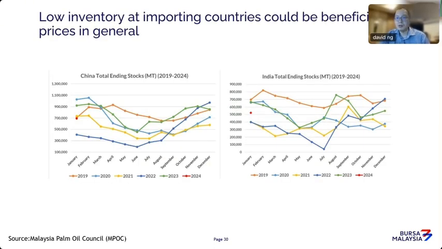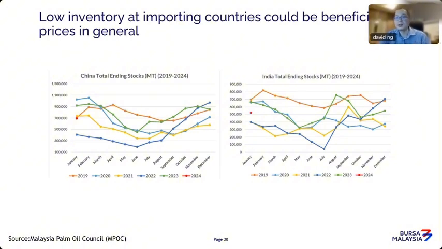I'm not going to go too much into the demand dynamics, but basically China and India are the two major importers of Malaysian palm oil. So if the inventories are high at the port, that tells you they won't demand much. That's how we relate. If inventories are low, that tells you they need to replenish, and that means they will demand more palm oil.